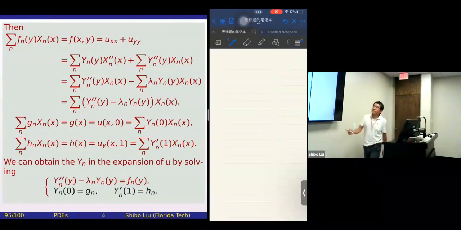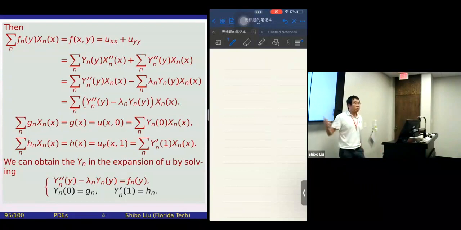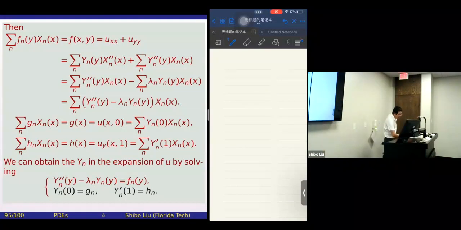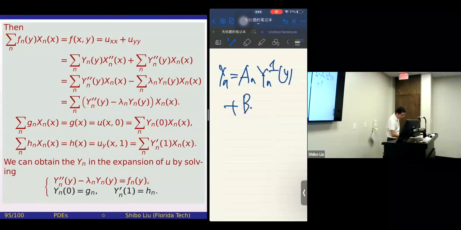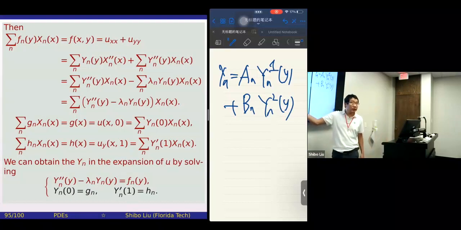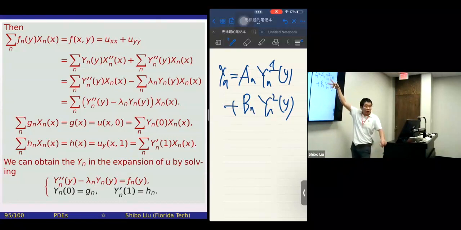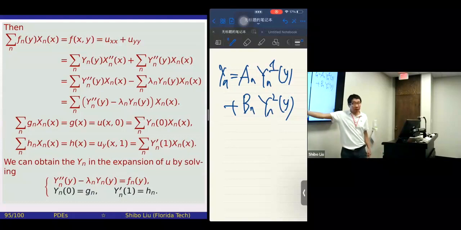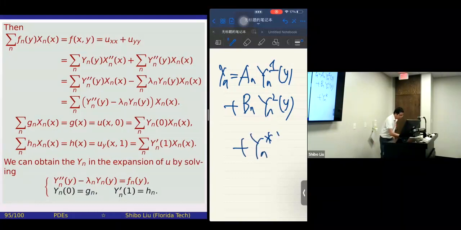Why? Because you can find the general solution of the ODE. This is a second order linear constant coefficient ODE. Definitely it can be solved. The general solution of the ODE, yn equals an yn1 plus bn yn2, where yn1 and yn2 are linearly independent solutions for the corresponding homogeneous ODE. So the general solution for this non-homogeneous ODE is the general solution of the homogeneous ODE plus a special solution of the non-homogeneous ODE, yn star. So this is the general solution.